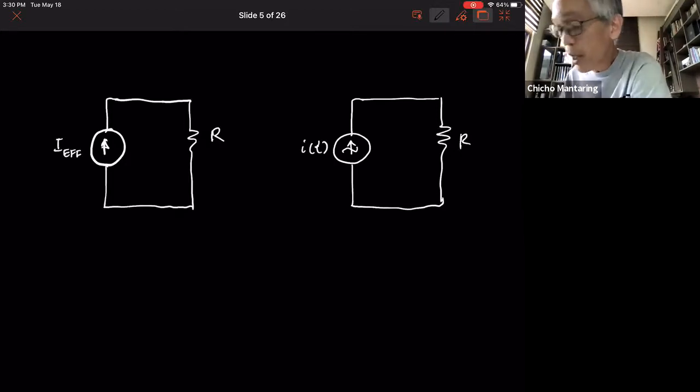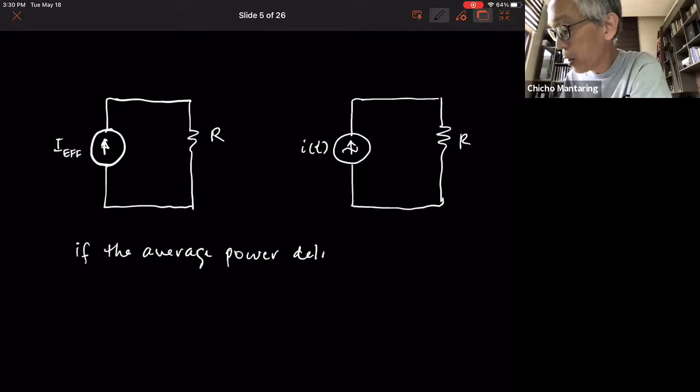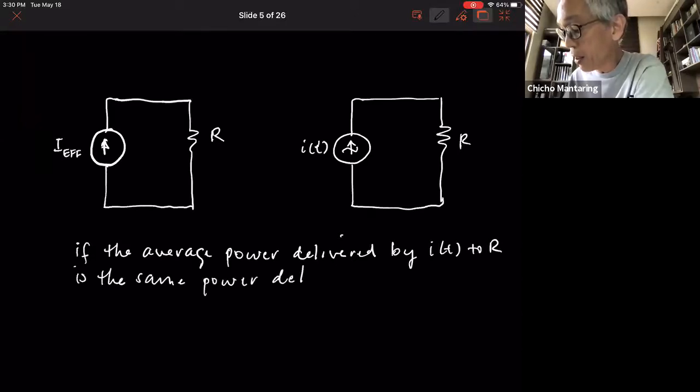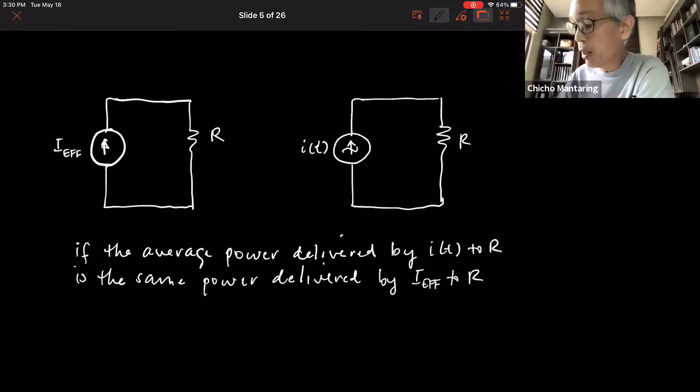Okay. So anong ibig sabihin ng effective value? If the average power delivered by Is of t to R is the same power delivered by IEFF to R. Remember that this is the same R. Itong R na to, tsaka itong R na to pareho.